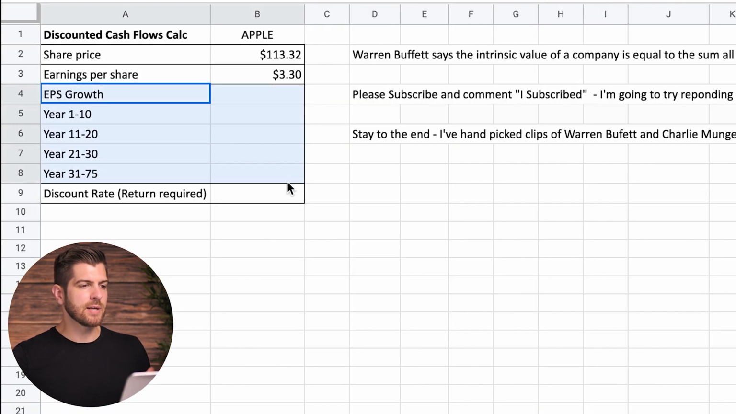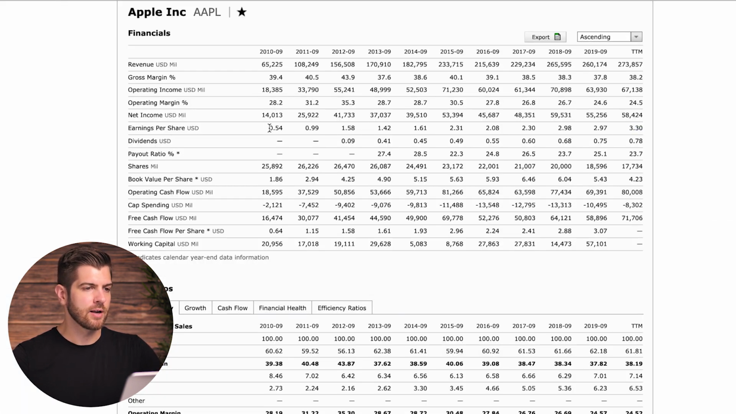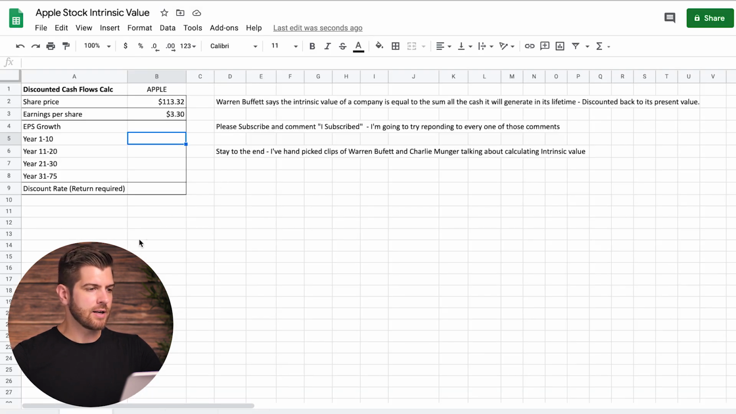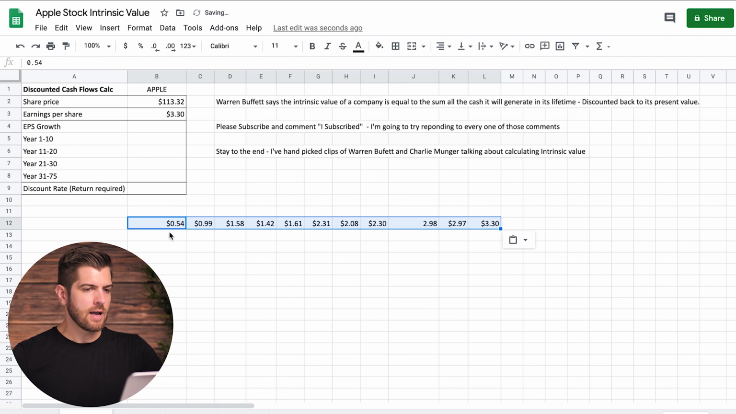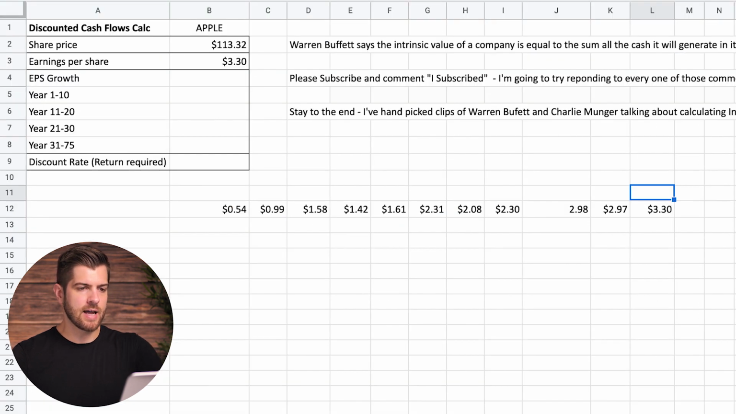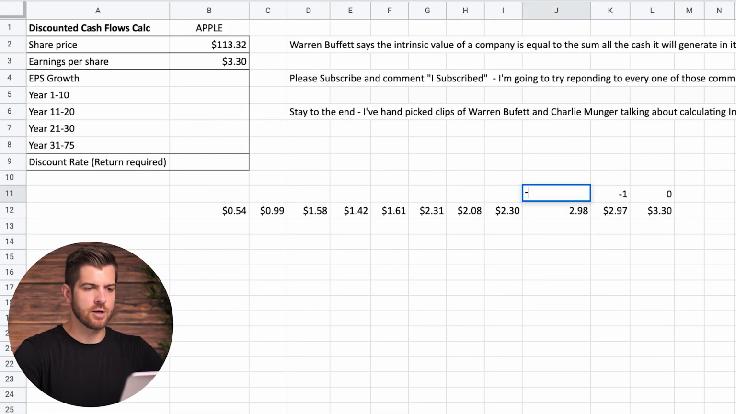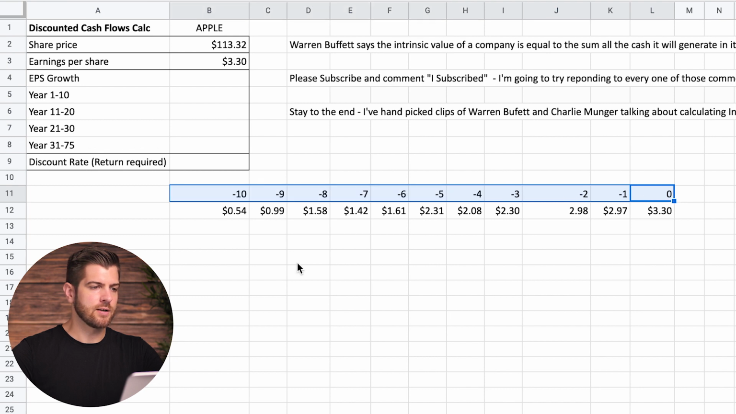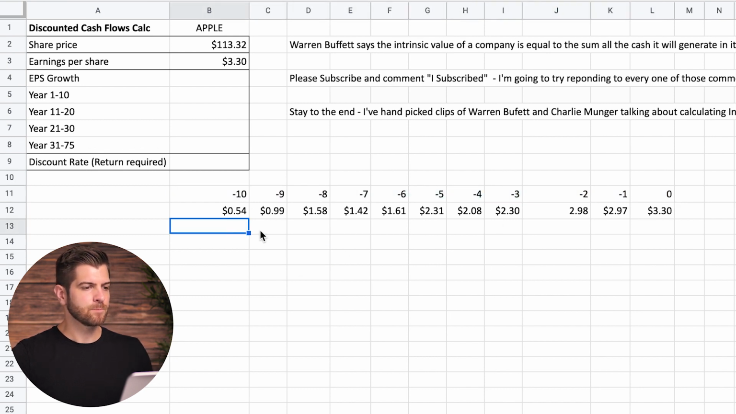Now we need to make some estimates on how the earnings per share will grow over time. So one way we could do that is we can look at history. And I'm just going to grab all of these numbers. This is earnings per share over the past 10 years or so. And I'm going to paste that in here. And basically, so this is today. This is last year, the year before that. And if I drag this back, we can see that this is for the past 10 years.